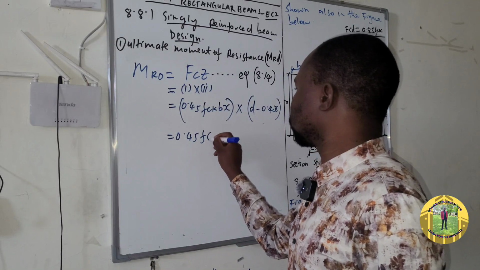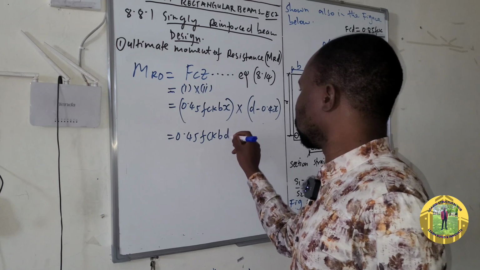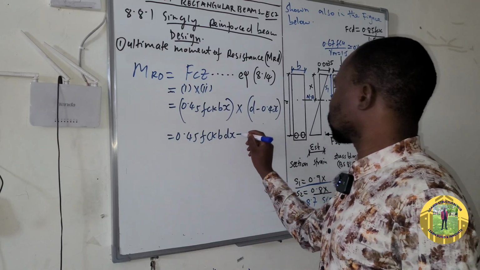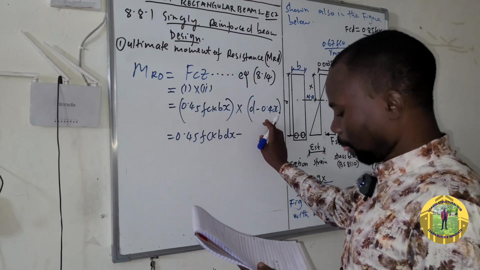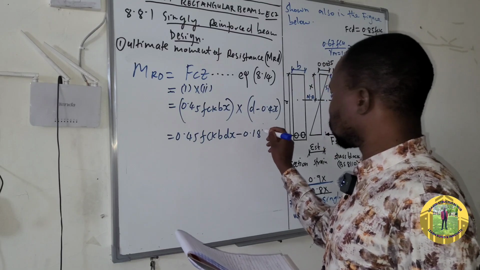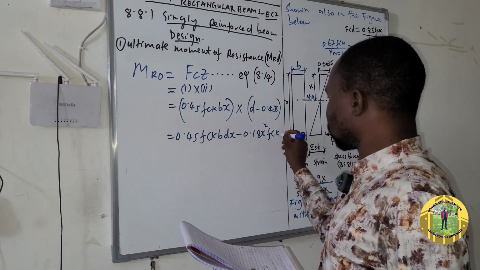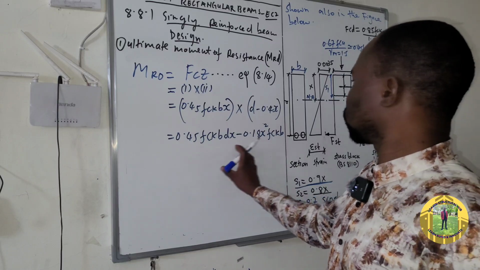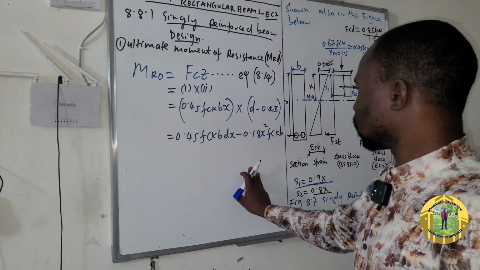If we open the bracket and multiply, we end up having 0.45 FCK bdx, and then minus 0.45 times 0.4, which is 0.18 x squared FCK b. So let's arrange this expression so that you can have an expression which is in order.